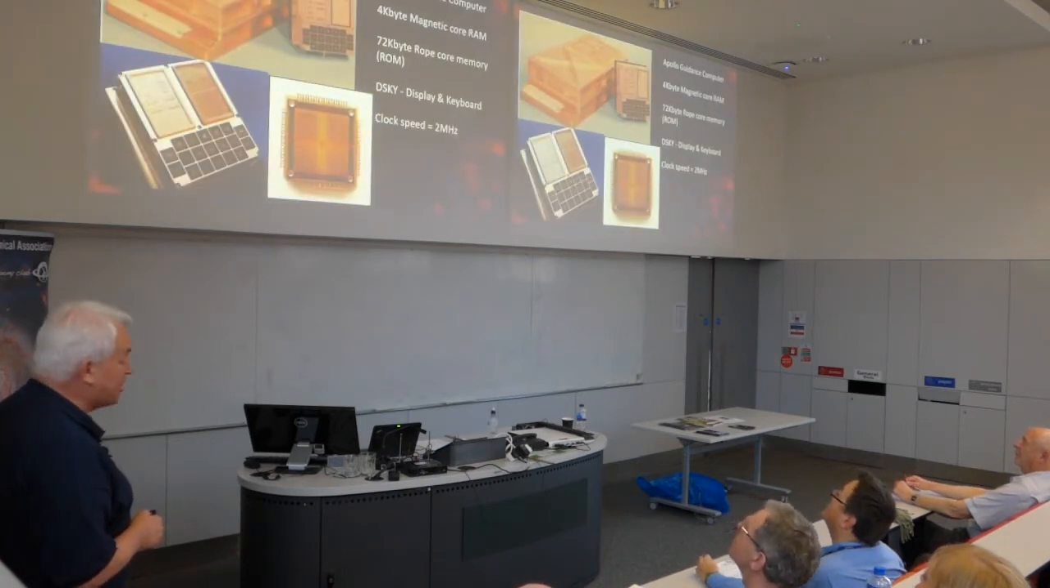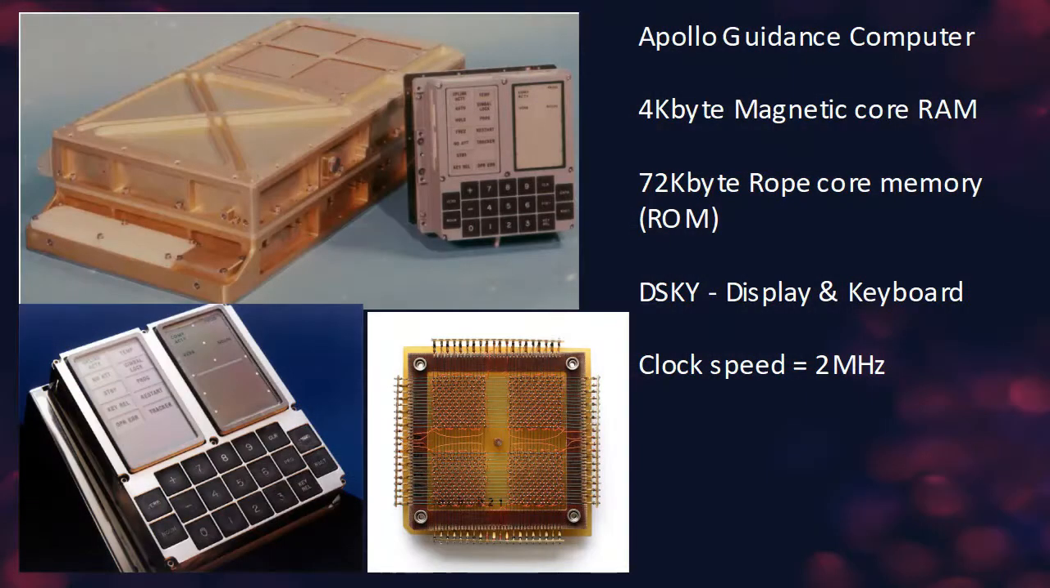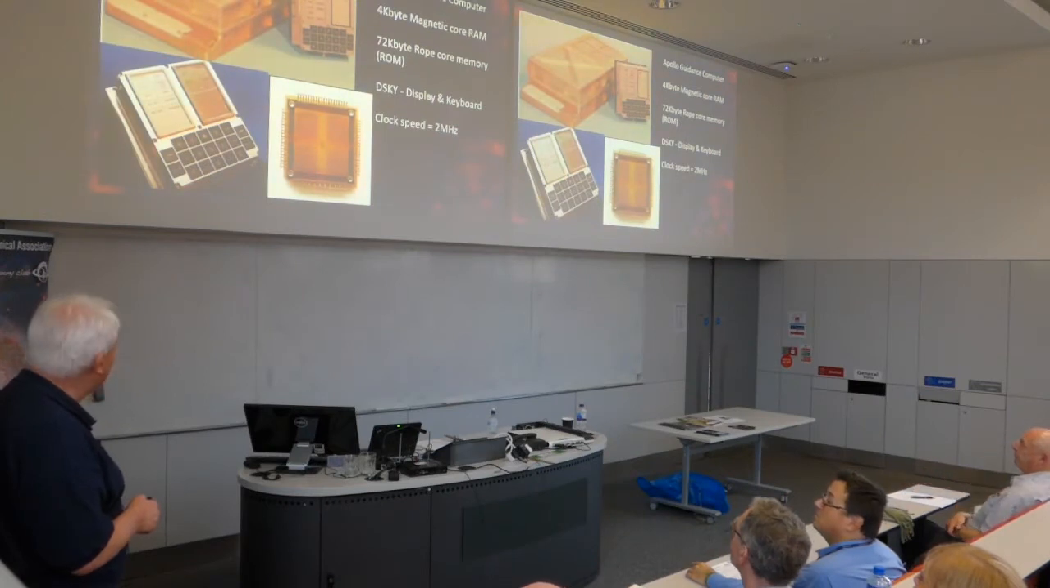They had a computer in the spacecraft as well, and this is it. This had a magnetic core RAM. Now this is what a magnetic core RAM looks like, and every little black area you can see there is a tiny ferrite bead that flips polarity depending on whether it's storing a 1 or a 0, and that's 4 kilobytes in that. It also had another 72 kilobytes of ROM.